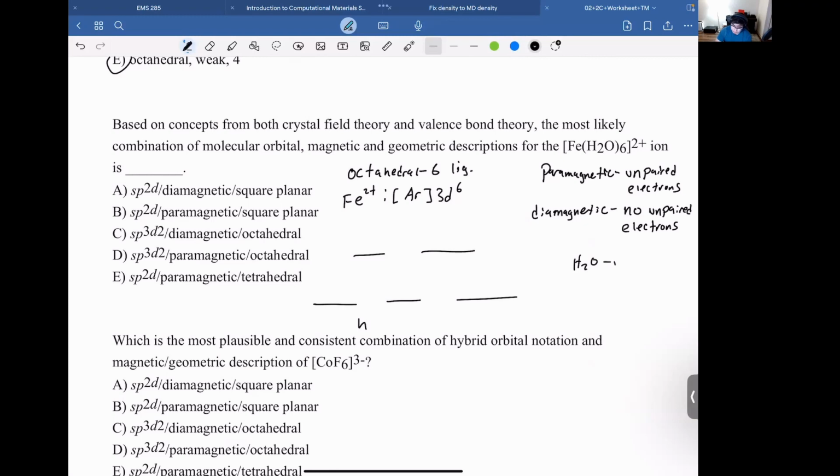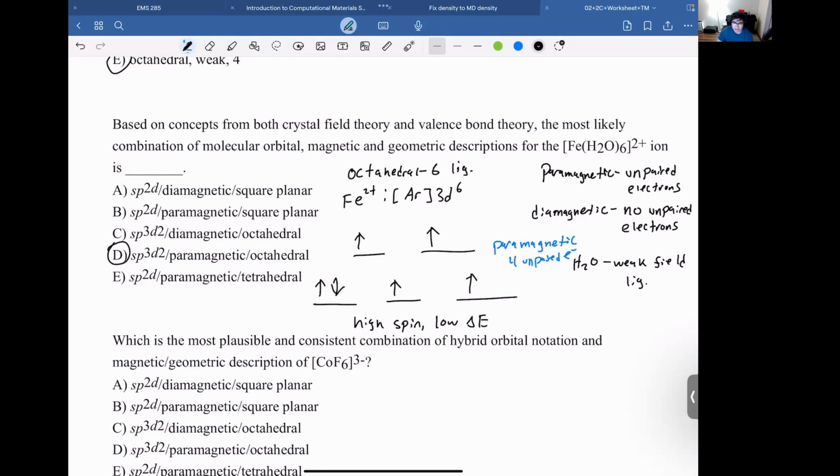So the ligand is a weak field ligand. So we're going to have a high spin and a low gap, so we can fill in everything before we pair like that. Now you can see that there's 4 unpaired electrons. So this is paramagnetic. So the answer here is D. Going on to the next one.